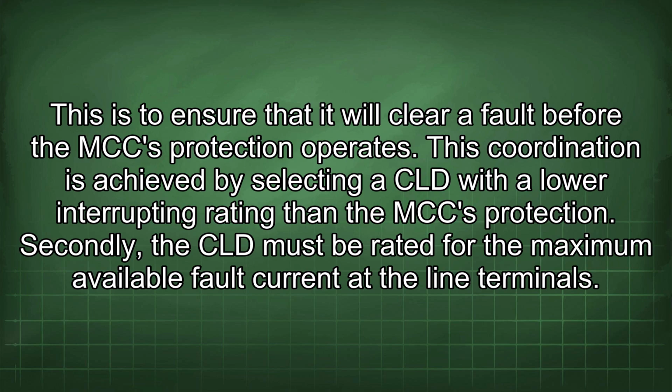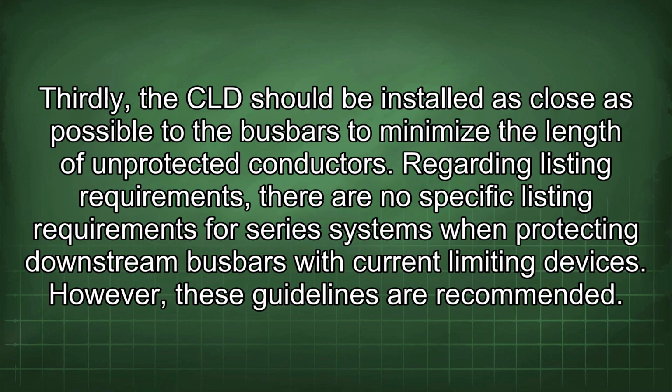This coordination is achieved by selecting a CLD with a lower interrupting rating than the MCC protection. Secondly, the CLD must be rated for the maximum available fault current to the line terminals. Thirdly, the CLD should be installed as close as possible to the bus bars to minimize the length of unprotected conductors. Regarding listing requirements, there are no specific listing requirements for series systems when protecting downstream bus bars with current limiting devices. However, these guidelines are recommended.